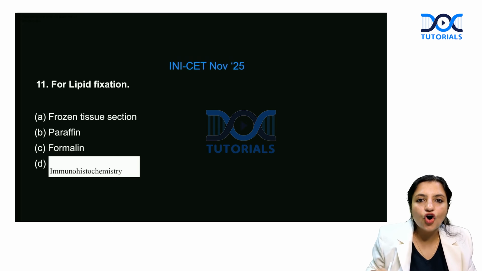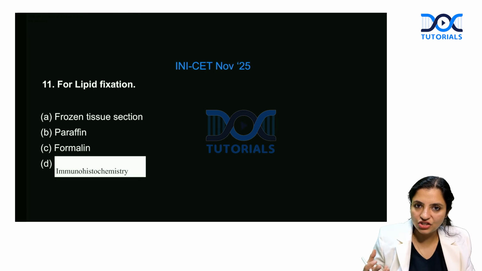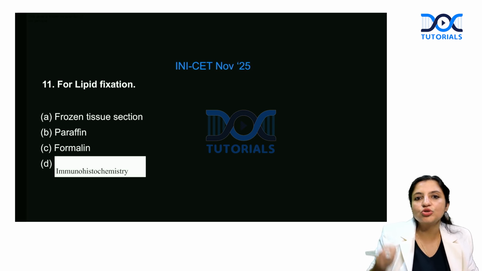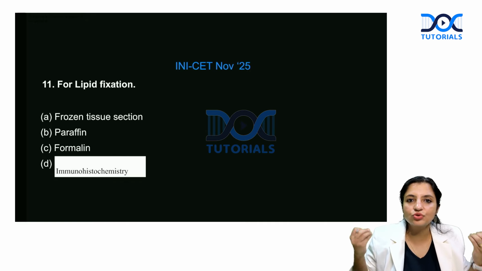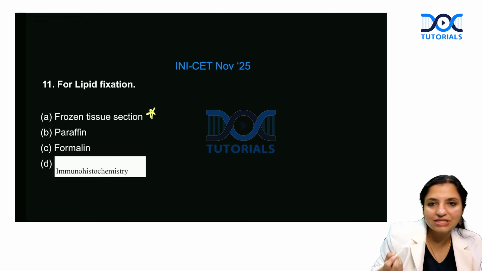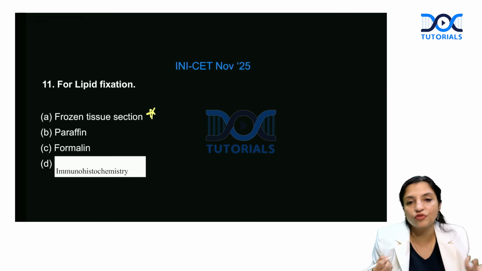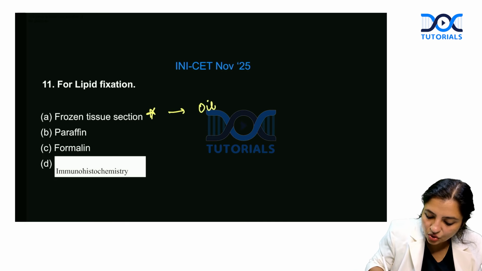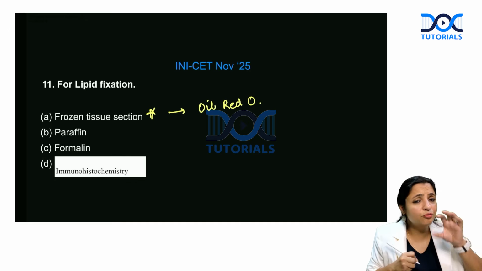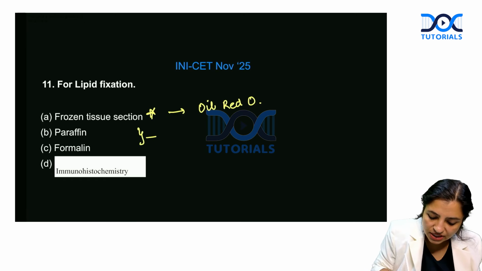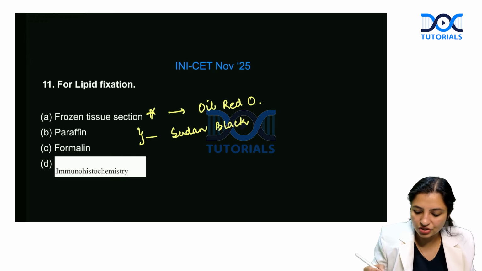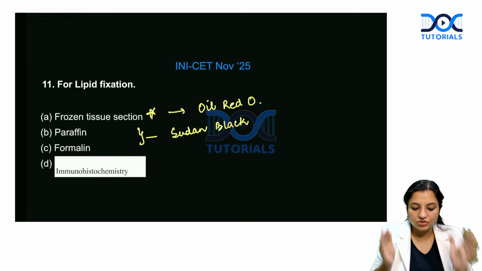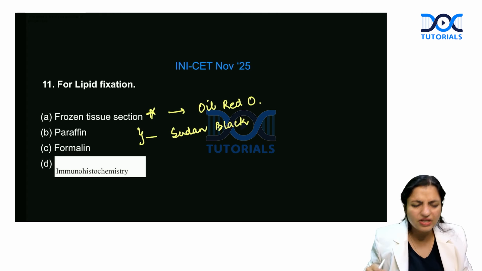Let's look at this. For lipid fixation, which stain should you use and how should you do it? I've always told you that lipid washes off when you fix it in formalin, so you always have to stain it fresh. Fresh means frozen section. Whenever you have to see lipid, you have to see it fresh in a frozen section, and you use a stain called oil red O. If you put it in formalin, it will wash off. In such cases you have to use Sudan black stain. Immunohistochemistry has no role here. That is typical for lipid fixation that we have studied so many times.